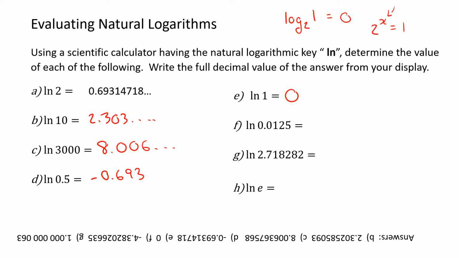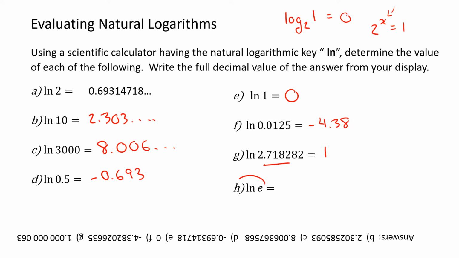Next is the ln of 0.0125. And again, a negative number, negative 4.38. Now, the ln of what this is, 2.71828, you'll notice that is actually e. So you should get very close to 1. Rounding it off, you'll get 1.